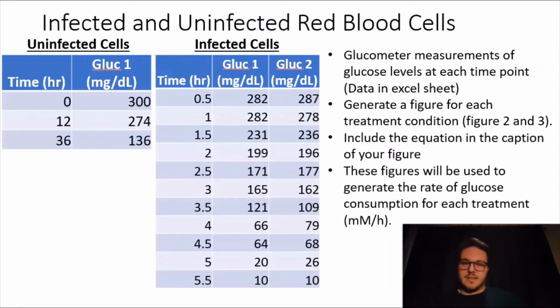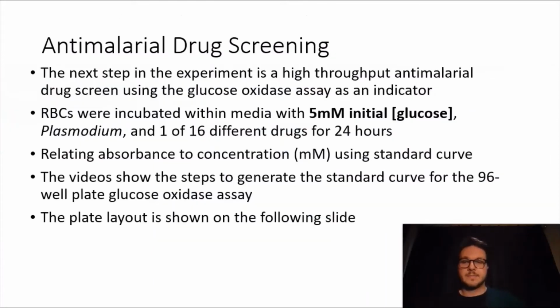So again, this data is also in the Excel sheet, so just work off of there. Here's the glucose consumption data for uninfected and infected cells over time. These will be used to generate figure 2 and figure 3 for your report, one for each of the treatments, and include the equation in the caption. From these figures, you can find the rate of glucose consumption in millimolar per hour.